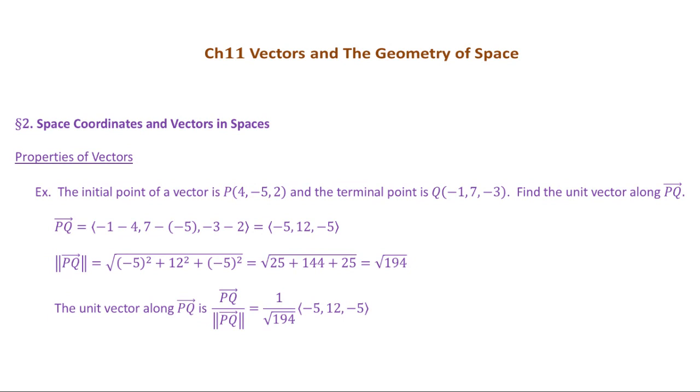-1 minus 4 is -5. 4 minus -5 is 4 plus 5, that's 9... 4 minus -5 is 7 plus 5 there. That's 12. -3 minus 2 is -5. So that's vector PQ, the components.